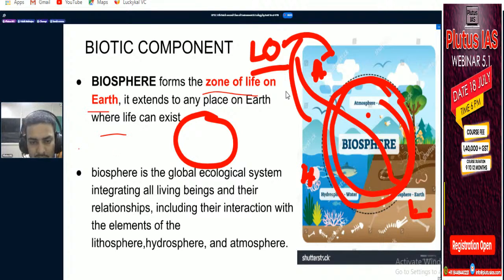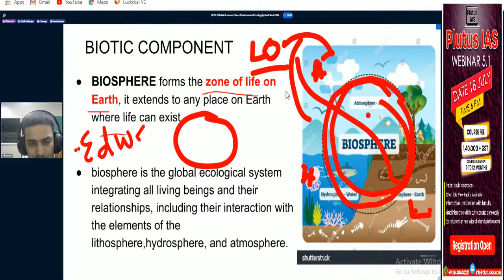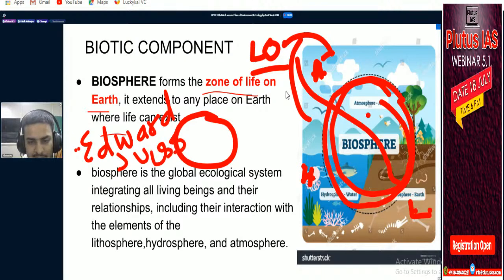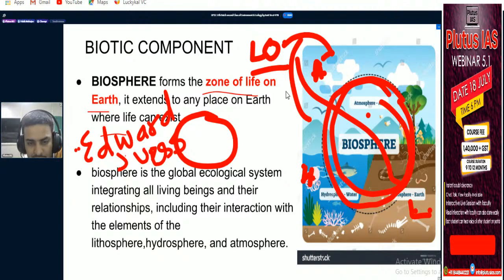It was a term coined by a geologist whose name was Edward Seuss. You can write this, although in the current scenario it's not that important. Edward Seuss, this is the spelling, I think. He coined this term biosphere.